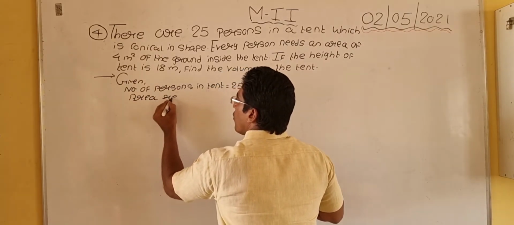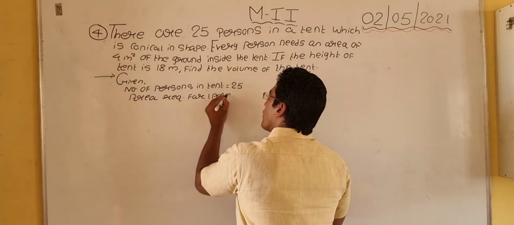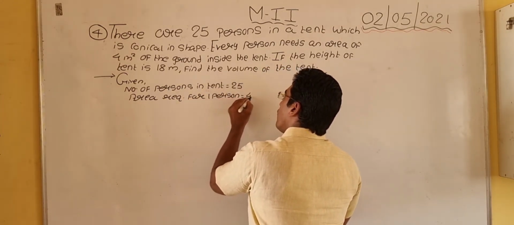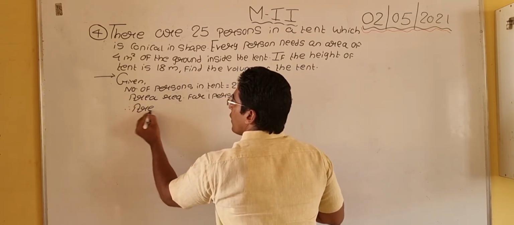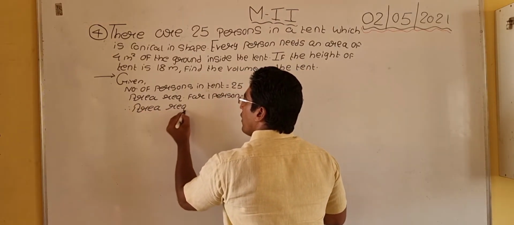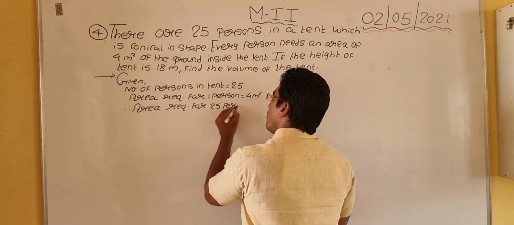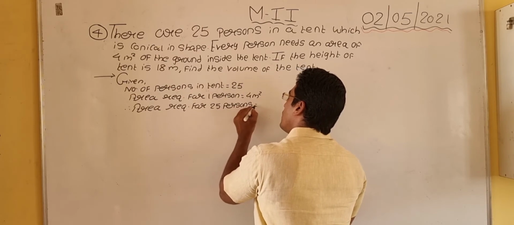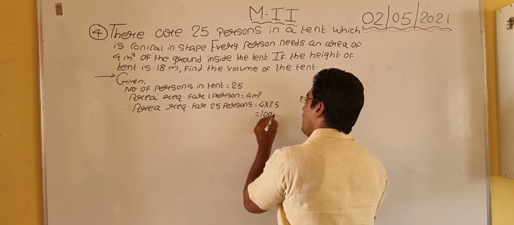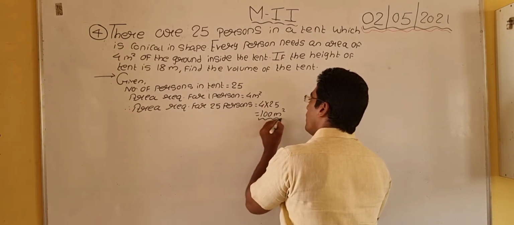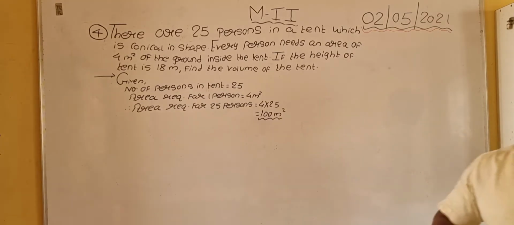Area required for one person is 4 meters square. Therefore, area required for 25 persons is equal to 4 into 25, 100 meter square. Now what we did, we found out the area required for 25 persons.